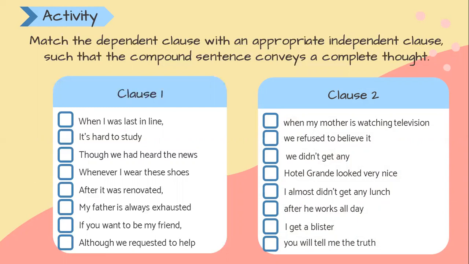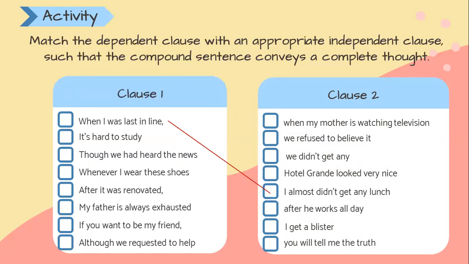I hope you've done all of them. Now let's match the appropriate ones. Looking in the first column, the first clause is, when I was last in line. Since it has a subordinating conjunction and it does not convey a complete meaning, it's a dependent clause. And from column number 2, we are in search of an independent clause that will complete the meaning and create a complete complex sentence. When I was last in line, I almost didn't get any lunch. I hope you got that right.